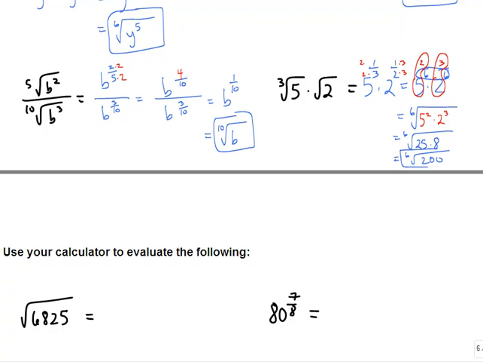And that is our new simplified radical. We took 2 different indexed radicals and turned it into one radical. So that's why it's considered reduced. Okay?